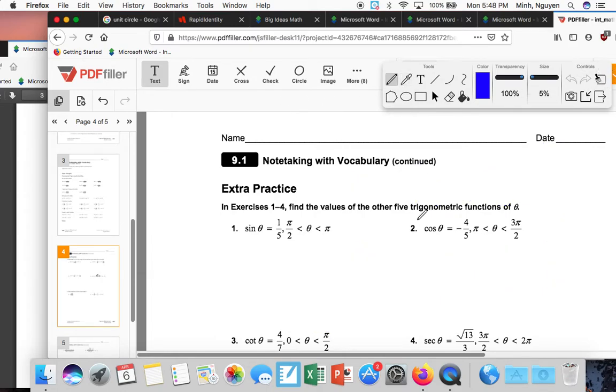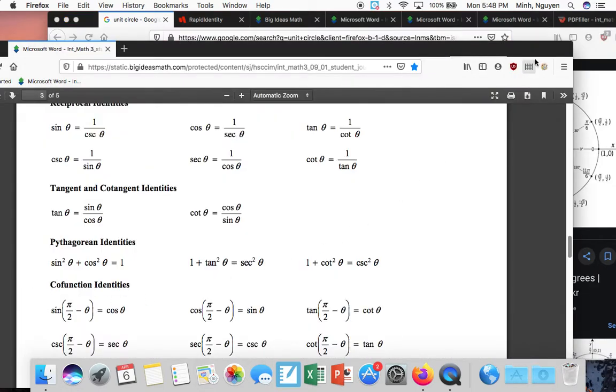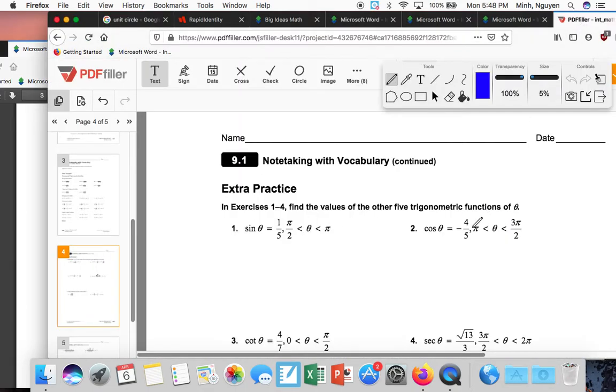Number 2, so I have cosine of theta is negative 4/5. My angle is between pi and 3 pi over 2. So pi and 3 pi over 2, which means it's somewhere in the third quadrant. Okay, let's find secant first, because that's easy. Secant theta is negative 4/5.